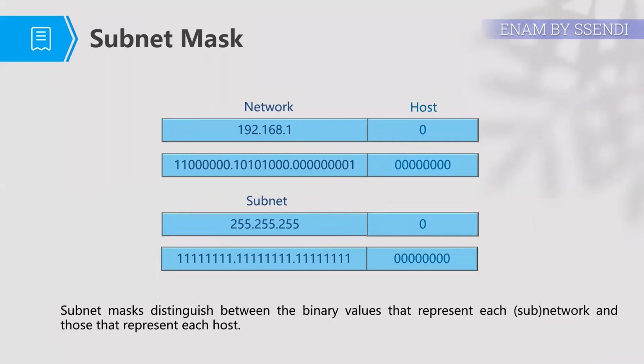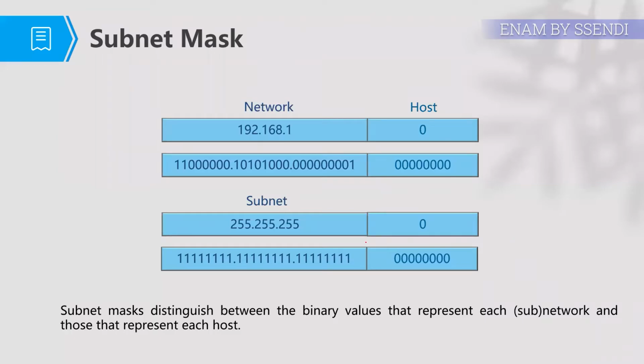So now we're looking at the subnet mask. We have looked at the default subnet mask for our classes. Now we want to look at the subnet mask itself. We have an example here of this IP address, 192.168.1.0. How do we convert our IP address into binary, and how do we convert our subnet mask into binary?